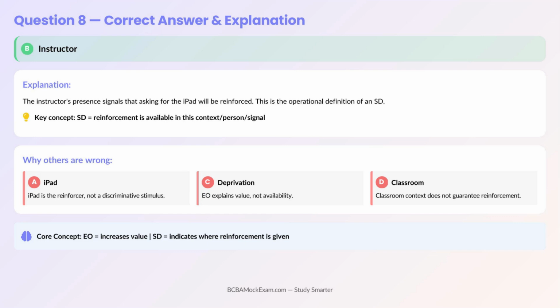The instructor's presence signals that asking for the iPad will be reinforced, which is exactly what an SD does. The iPad is the reinforcer, not the discriminative stimulus. Deprivation would indicate EO, which is not highlighted in this scenario. The classroom does not reliably predict reinforcement. The instructor is the correct choice because the instructor's presence signals that reinforcement is available.